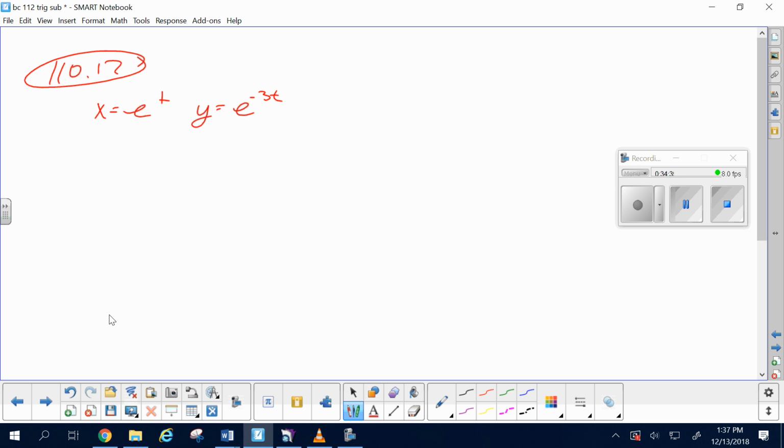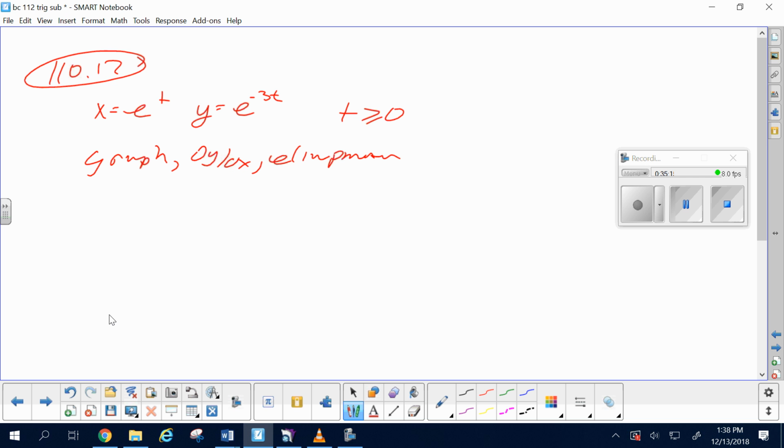There it is. Find dy dx, graph dy dx, and eliminate the parameter. Okay, let's add into the condition that time is positive, okay? So, if I eliminate the parameter, how would you do that? I can think of a couple different ways to dump the t. When I say eliminate the parameter, you want to dump t and get x and y related. So, how do you do it?